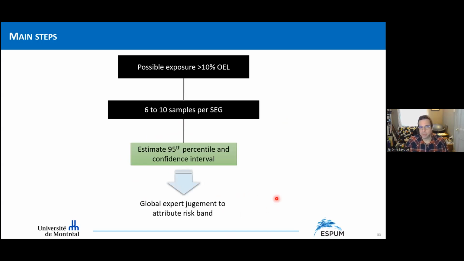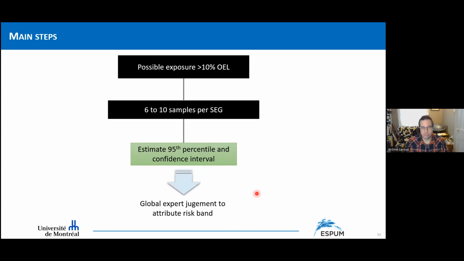And the main steps are that you should monitor exposure where you think there are possible exposures above 1/10 of the OEL. Then you need to take 6 to 10 samples per group, which, if I made a poll, I guess at best most companies would have selected 6 and not 10, unfortunately. And then you estimate the 95th percentile and the confidence interval, and you use this information to select your risk category.